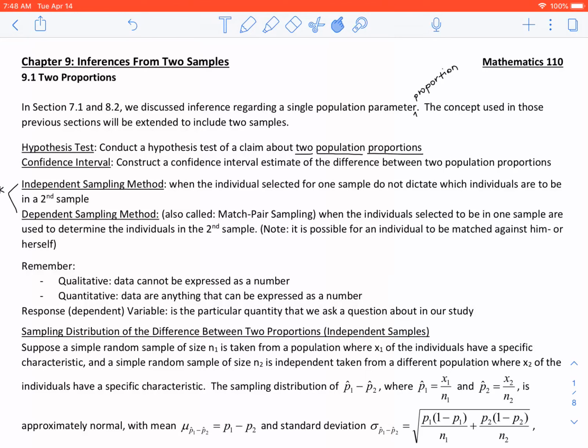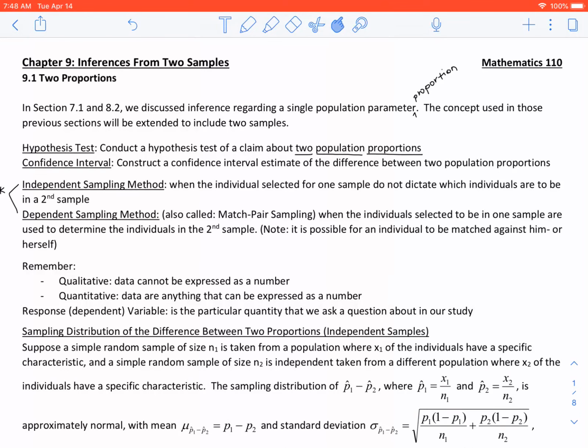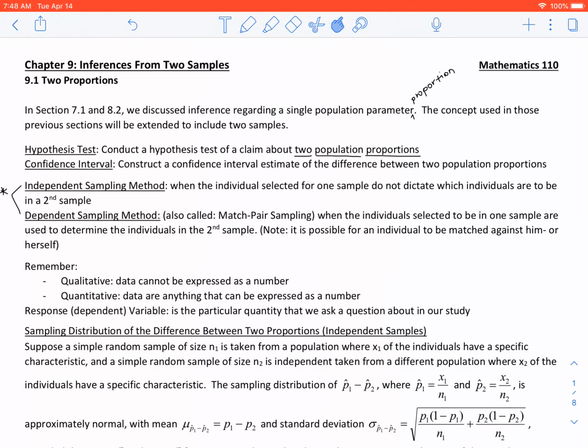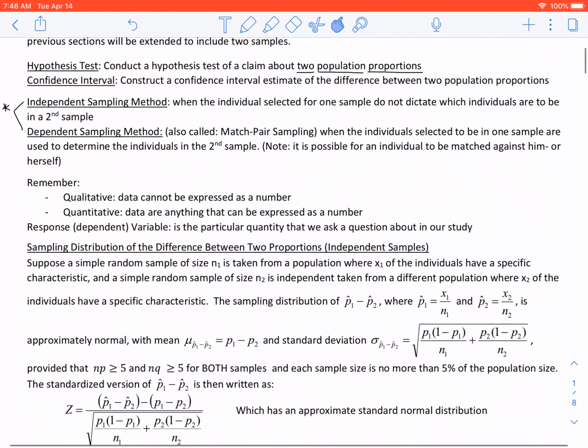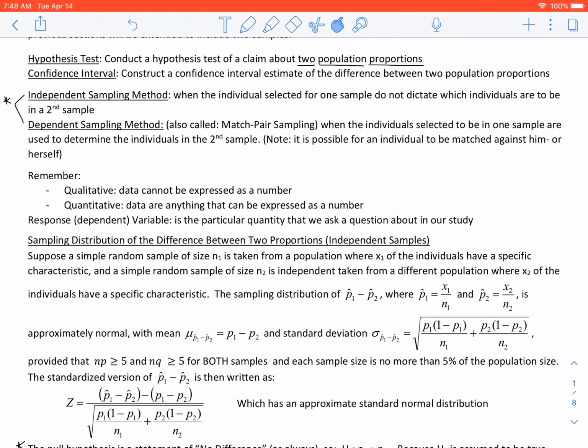Give independent sampling methods and dependent sampling methods a star. Independent is when the individuals selected for one sample do not dictate which individuals will be selected for a second sample. Dependent sampling, also called matched pair sampling, is when individuals selected to be in one sample are used to determine the individuals in the second sample. And note, it's possible for individuals to be matched up against him or herself.